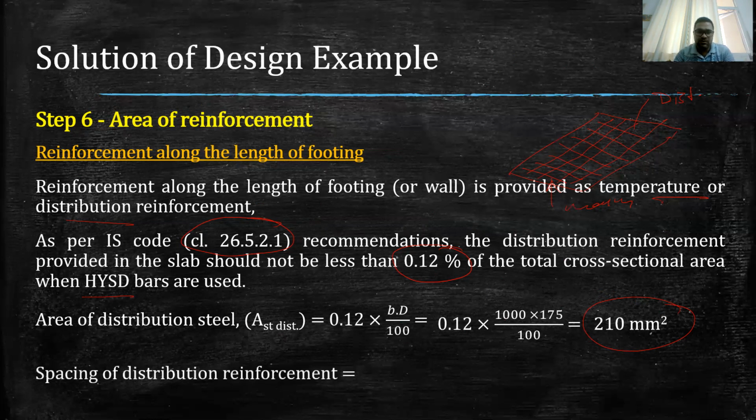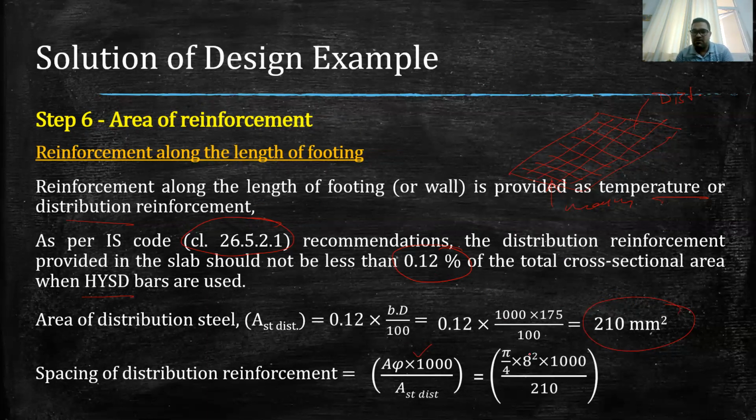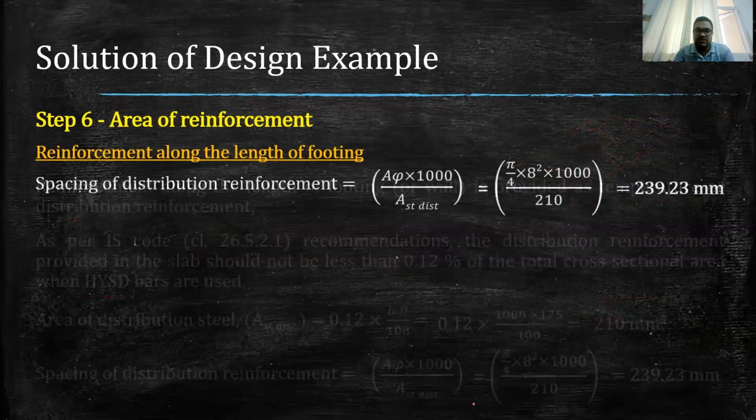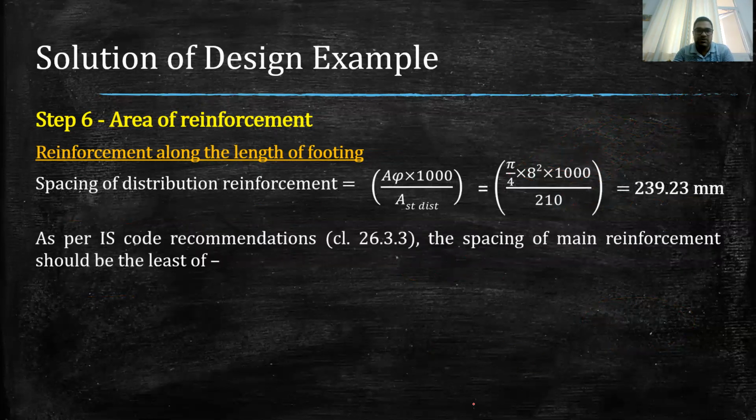Spacing for 8 mm dia of bar, we will use the same formula here also: area of cross section of 8 mm dia bar into 1000 upon 210. So the spacing of distribution reinforcement is 239.23, and this spacing should also be checked for IS code recommendations.